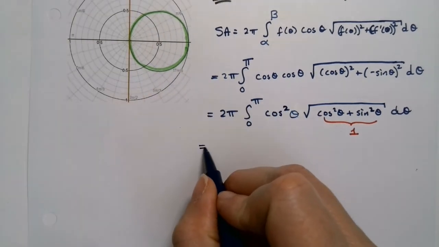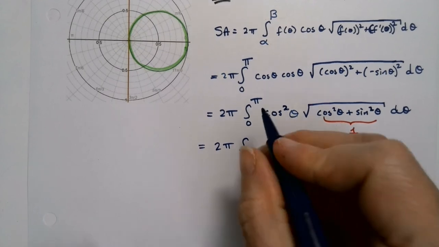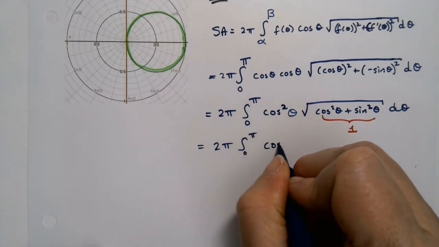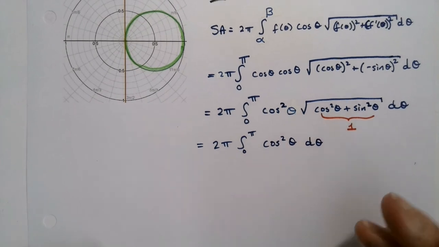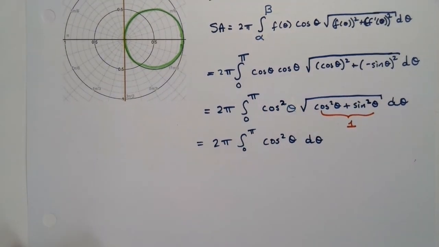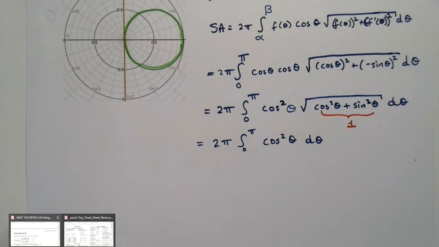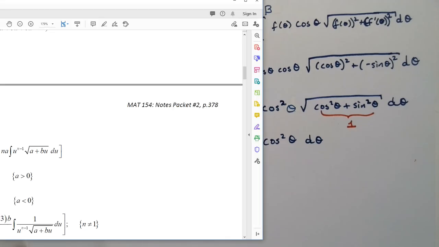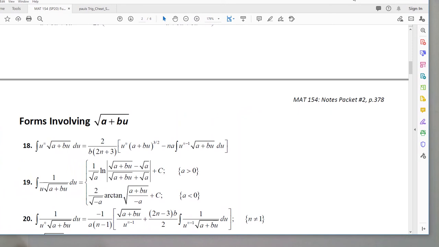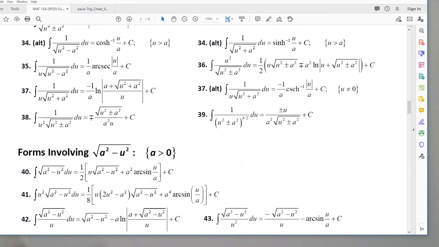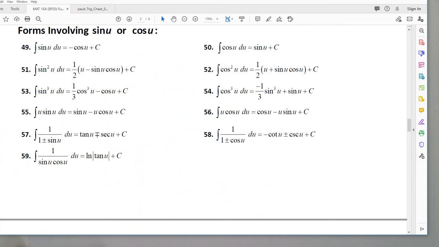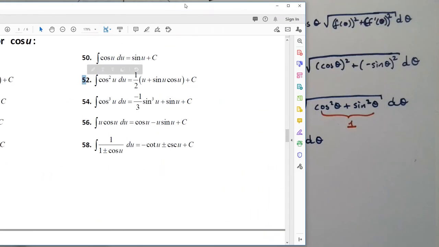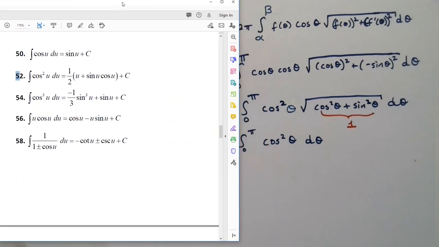So this is equal to 2 pi integral from 0 to pi of cosine squared theta. And we've seen that formula before. It's in our giant integral table of doom. Let's bring it back in here. Come here, integral table. There it is. The integral of cosine squared of u du is 1/2 u plus sine u cosine u. It's formula number 52. It's right here. Let me move that over so I can see it and write at the same time.